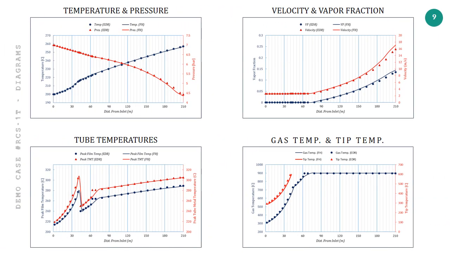Averages aren't enough. You need to see the profile. Look at these graphs. Temperature, pressure, velocity, and vapor fraction along the tube length. Across all these charts, the dots show Aspen EDR results and the lines show FHinfinity results. Please note that the red and blue lines refer to the right and left axes of the graph. They overlap almost perfectly. And it's not just about the process side. Look at the tube temperature and gas temperature. Again, the match is exceptional. This means our hydraulic and thermal calculations are not just accurate at the outlet, they are accurate at every single point inside the tube.